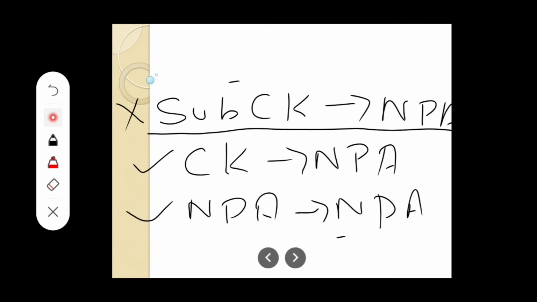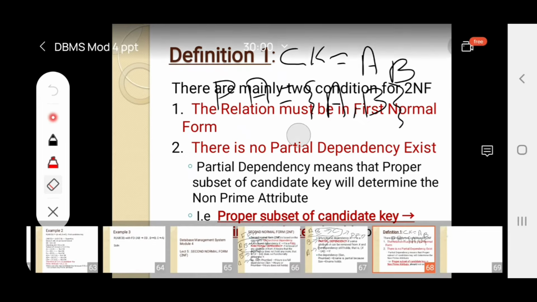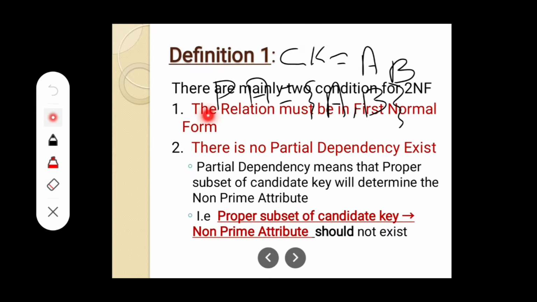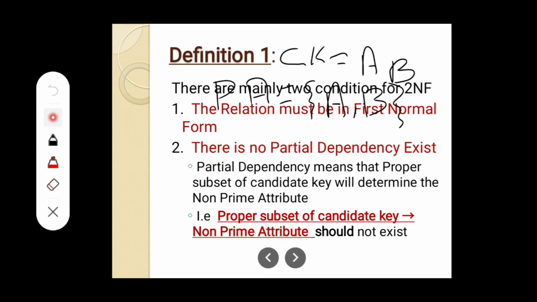Clear? So that is what the definition says. The first condition is that the relation must be in first normal form. The second condition is that no partial dependency exists. This is what we call partial dependency: when a subset of the candidate key determines a non-prime attribute, that is called the partial dependency. So partial dependency should not hold. There is no partial dependency.